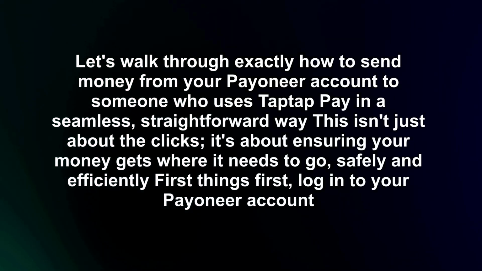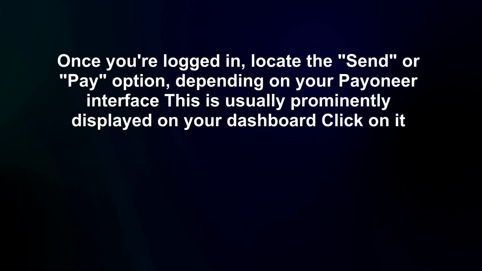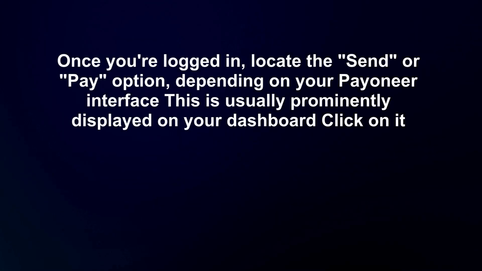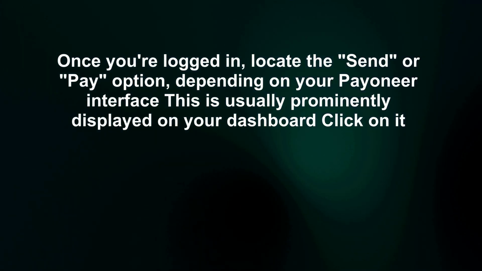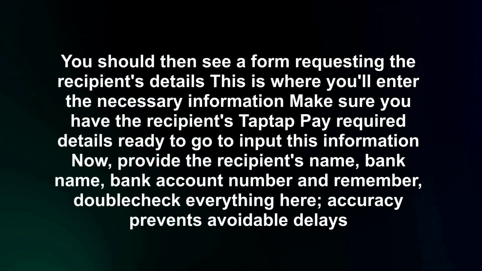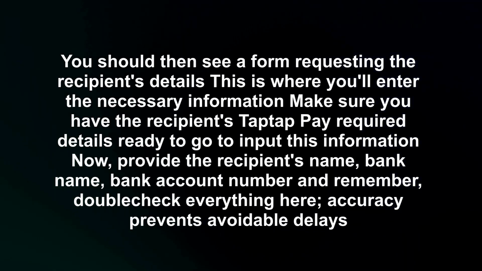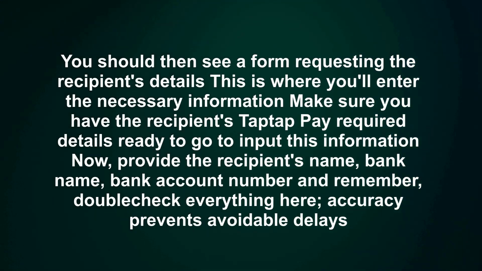First things first, log into your Payoneer account. Once you're logged in, locate the Send or Pay option. Depending on your Payoneer interface, this is usually prominently displayed on your dashboard. Click on it. You should then see a form requesting the recipient's details. This is where you'll enter the necessary information.